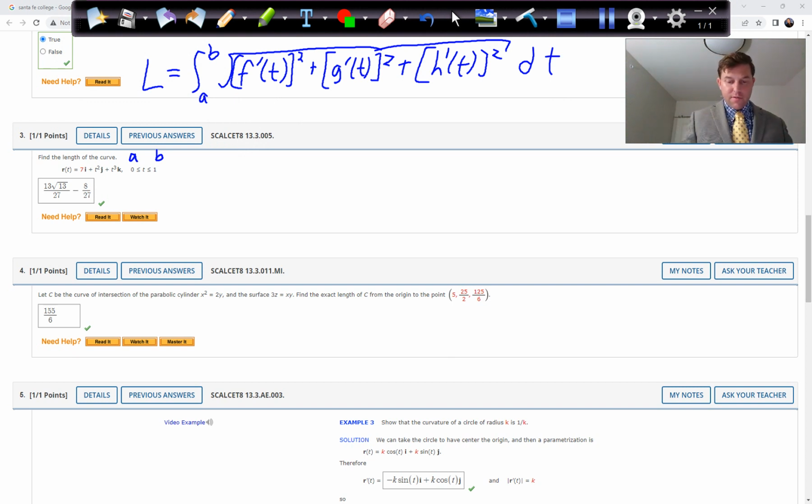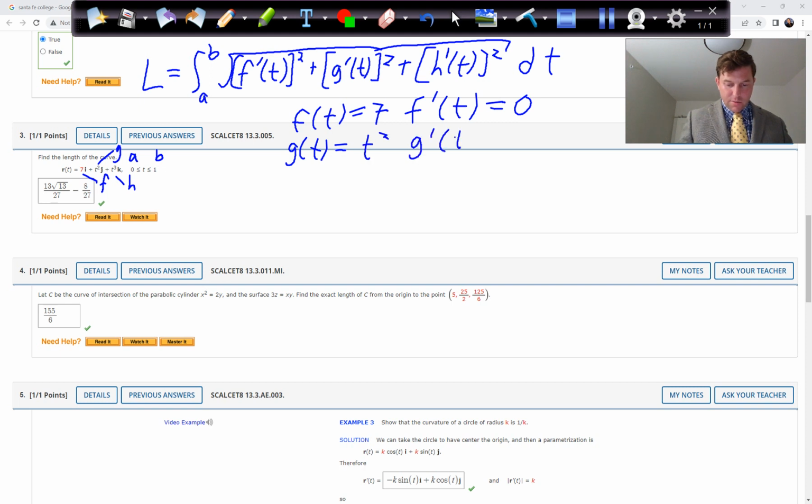Okay, but f, g, and h are just the equations in front of i, j, and k. So 7 is f, t squared is g, t cubed is h. So if f of t is 7, f prime of t is 0. If g of t, in this case, is t squared, g prime of t is 2t. h of t is the equation in front of the k part of the vector. It's t cubed. Therefore, its derivative is 3t squared.